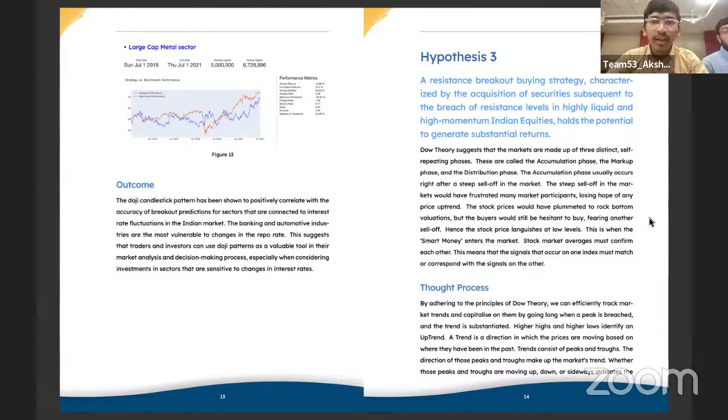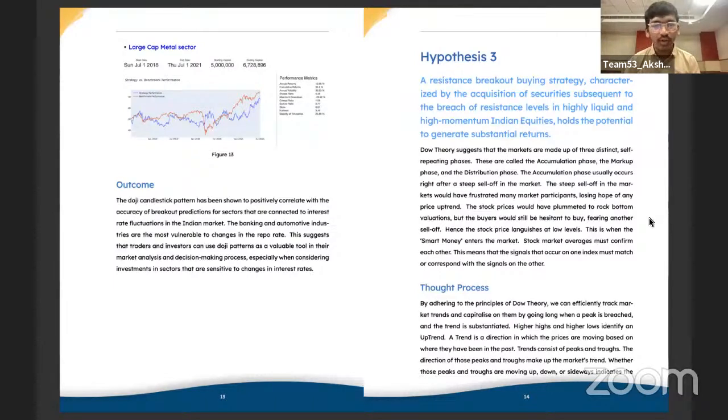Okay, so now let us talk about our final hypothesis, hypothesis 3. It states that a resistance breakout buying strategy, characterized by the acquisition of securities subsequent to a breach of a resistance level in highly liquid and high momentum Indian equities, holds the potential to generate substantial returns. So basically, we know that the Dow theory suggests that markets are made up of generally four phases: the accumulation zone, the markup zone, the distribution zone, and the markdown zone.